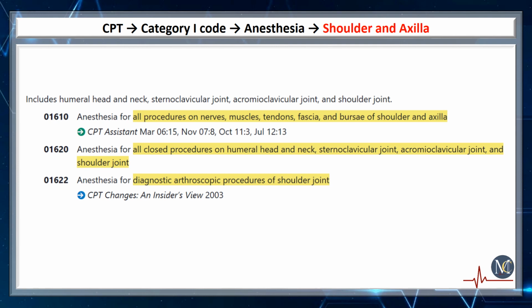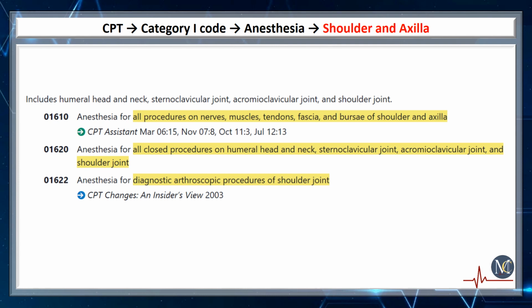Shoulder and axilla, the next anatomical site of CPT anesthesia. The axilla or armpit is an anatomical region under the shoulder joint where the arm connects to the shoulder. The shoulder and axilla includes humeral head and neck, sternoclavicular joint, acromioclavicular joint, and shoulder joint.